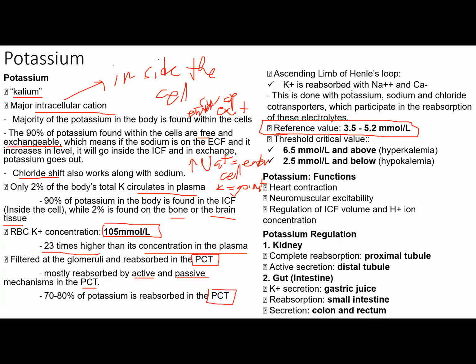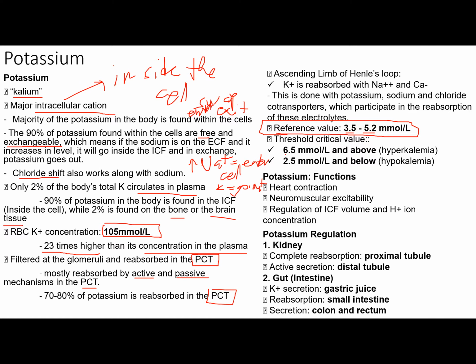Then we have the ascending limb of the loop of Henle, class. Potassium is reabsorbed with sodium and calcium. So in the ascending limb of the loop of Henle, potassium, sodium, and calcium are reabsorbed. This is done with potassium, sodium, and chloride co-transporters which participate in the reabsorption of these electrolytes. Reference value in the plasma of potassium is 3.5 to 5.2.